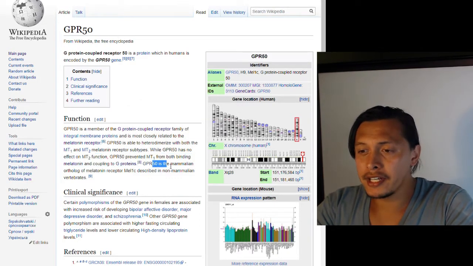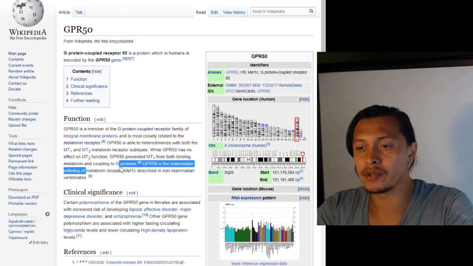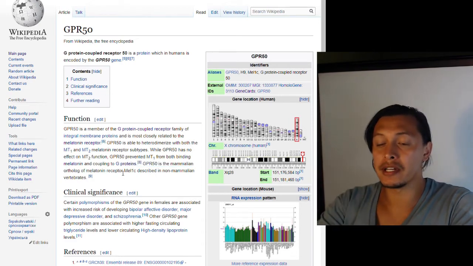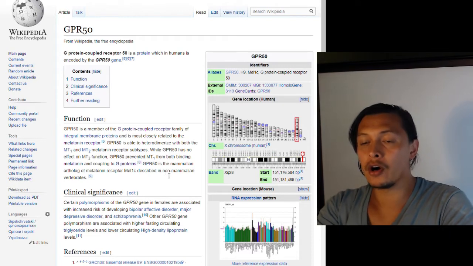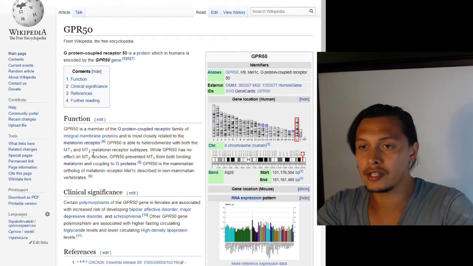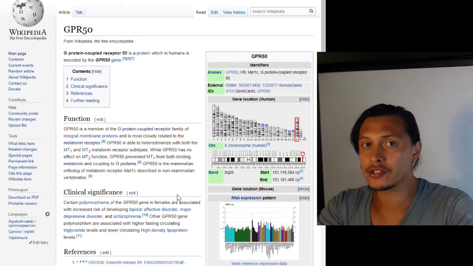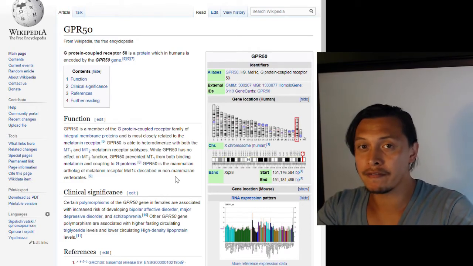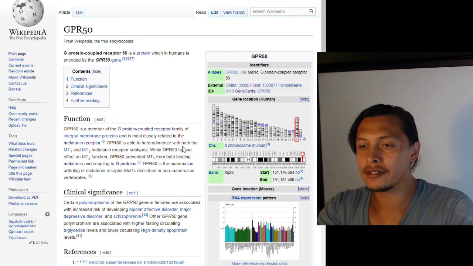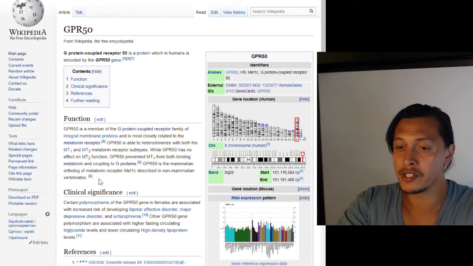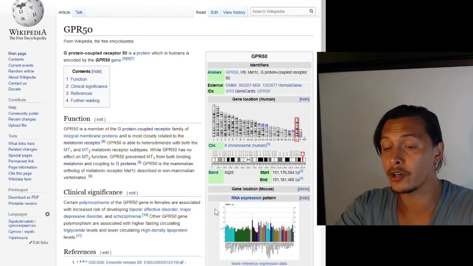And GPR50 is the mammalian ortholog of melatonin receptor MEL1C described in non-mammalian vertebrates. So this is the version that we see in fish, birds, and amphibians that we don't have. However, this seems to be closely related, or it seems to be the ortholog of that particular protein.